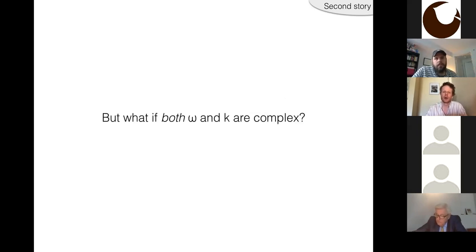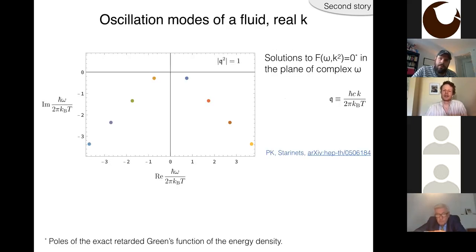Well, what if both omega and k are complex? That's not something we normally do in physics. In physics, we only take one or the other to be complex. I want to take both complex and see what happens. So this is an example of the oscillation modes in a fluid in those exactly solvable examples that I talked about.